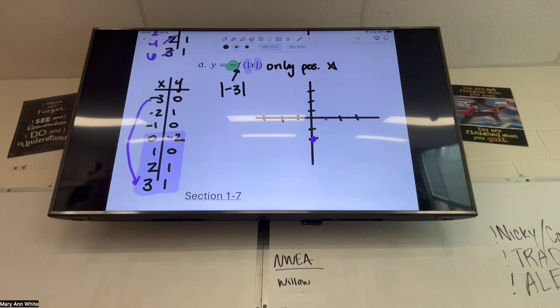Okay, when I go do my t-chart for this, I've got only my positive x's, so I only care about these. And now I'm going to do the -y of those. So I'm going to take all my y's and multiply by -1. So instead of -2, I get +2. I keep my 0 and I get -1 and -1.